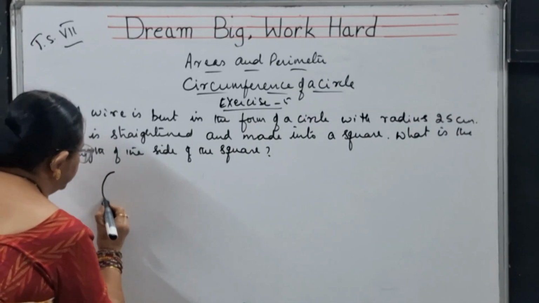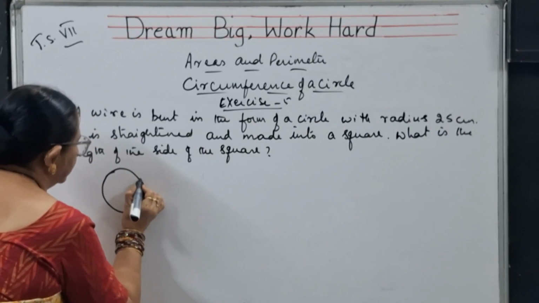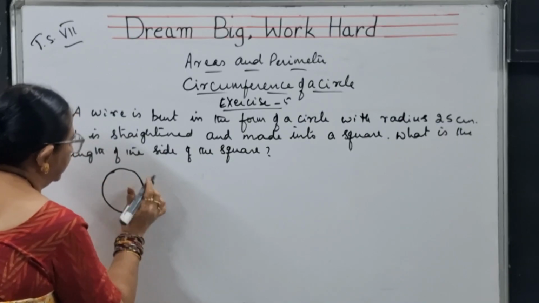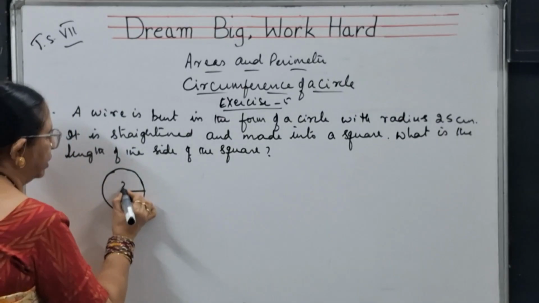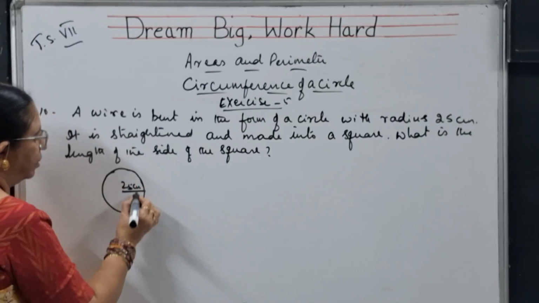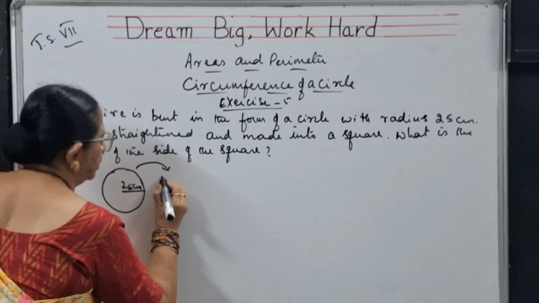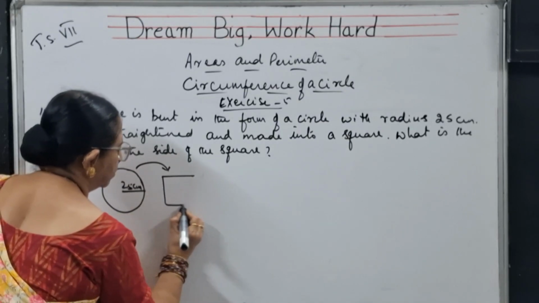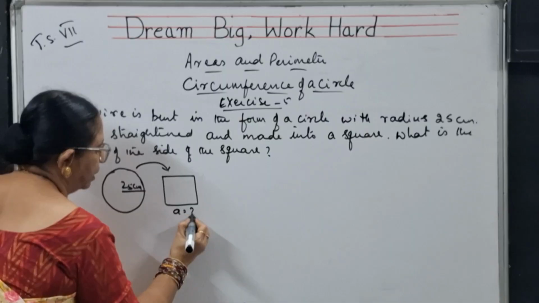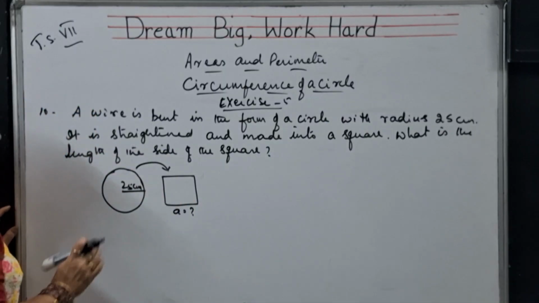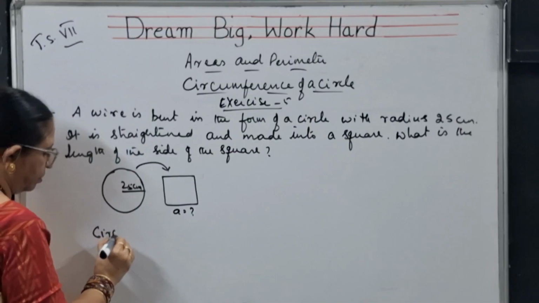Some children, a wire is bent to form a circle. Suppose let me take it as a circle. A wire is bent to form a circle, and this circle's radius is 25 centimeters. And this is straightened again and made into a square. This is the square. So what is the side of the square? That is the question.